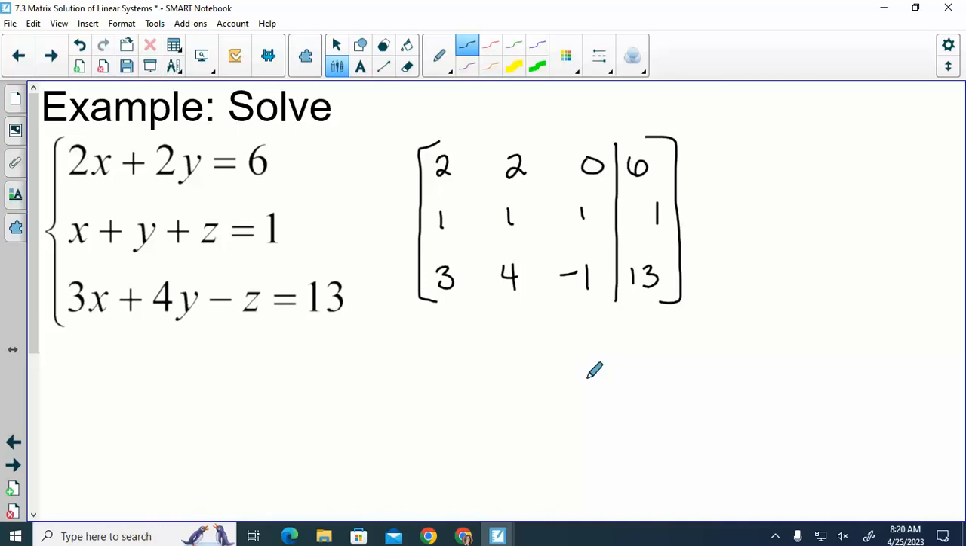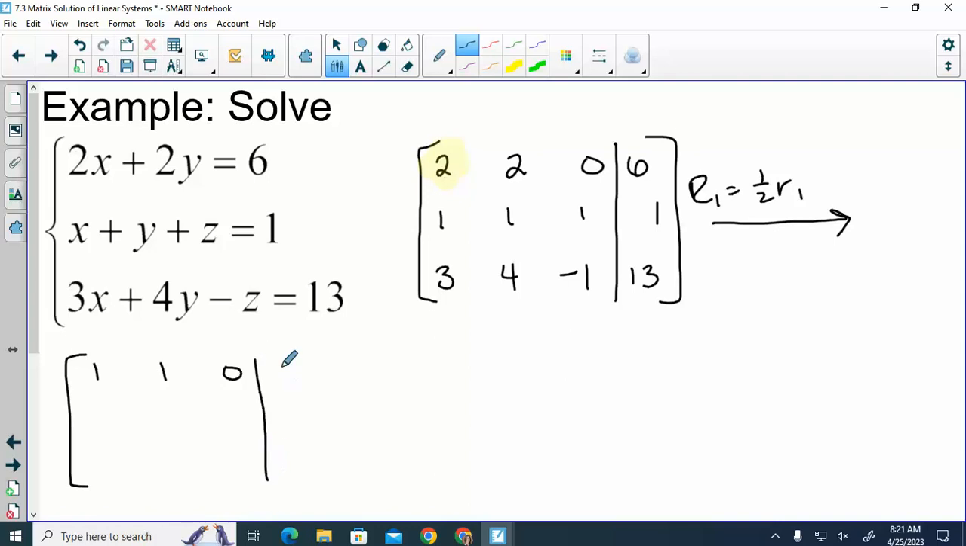What do we need first? A 1 in row 1, column 1. There are 2 options for doing that. You could flip rows 1 and 2, or you could multiply row 1 by a half. Either way, we're not going to get fractions, so it really doesn't matter. We can just do 1/2, so row 1 equals 1/2 row 1. If you were going to flip the rows, you would just say row 1 equals row 2.